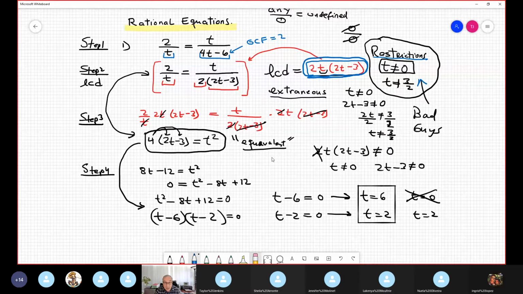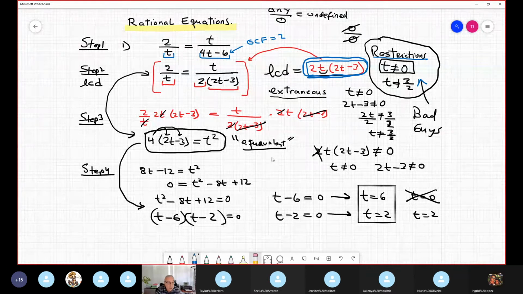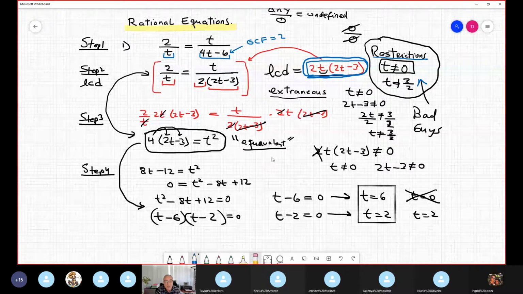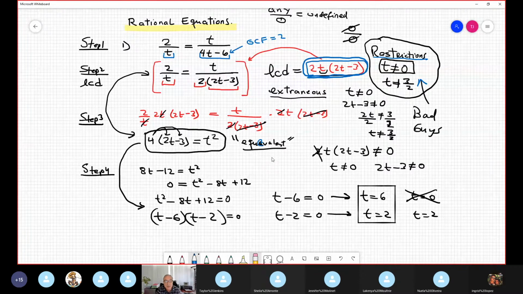Okay. After that, multiply the entire equation by the LCD, and magically we go over to step 3, in which we have no fractions anymore. And this is an equivalent equation. This equation is equivalent, in quotation marks, to the original. Why quotation marks? Because under the consideration that 0 and 3/2 are never a solution.